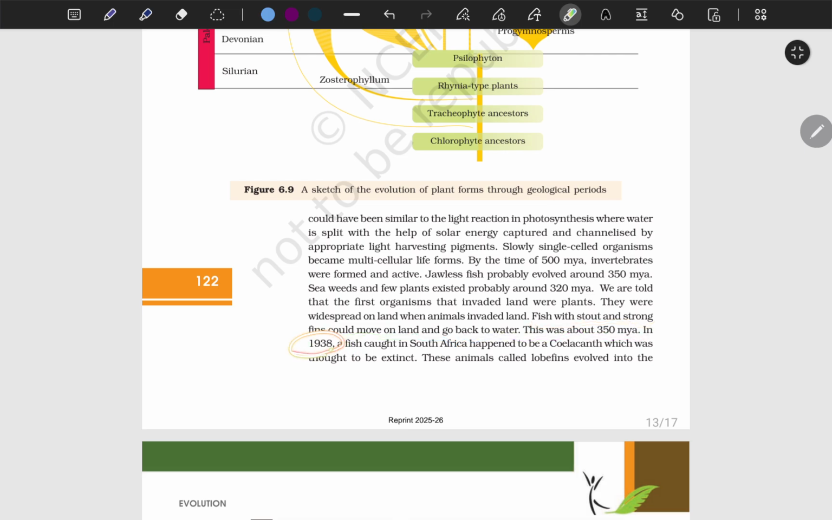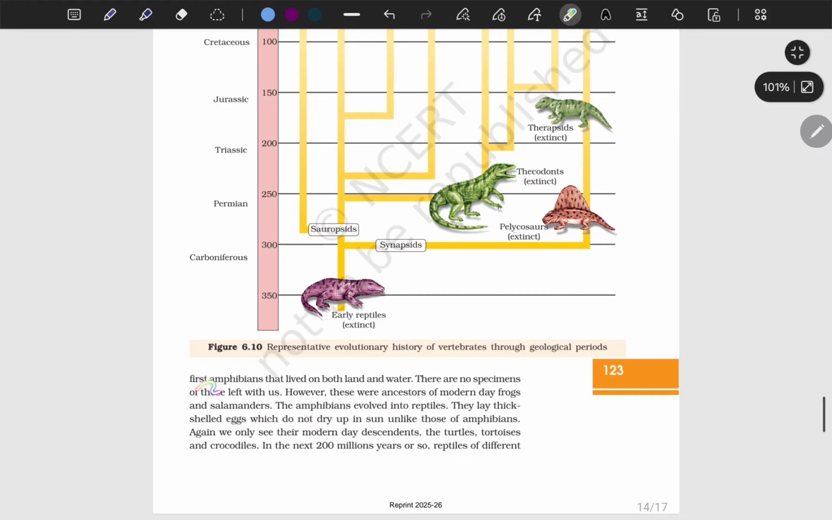In 1938, a fish caught in South Africa happened to be a coelacanth, which was thought to be extinct. These animals, called lobe fins, evolved into the first amphibians that lived on both land and water. There are no specimens of these left with us. However, these were the ancestors of the modern-day frogs and salamanders. The amphibians evolved into reptiles. They lay thick-shelled eggs which do not dry up in the sun like those of the amphibians. Again, we only see the modern-day descendants, the turtles, tortoises and crocodiles.